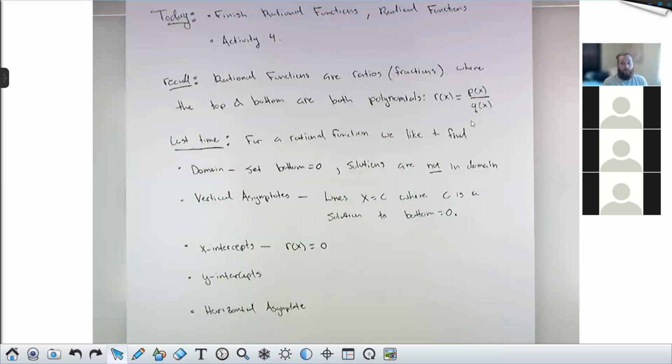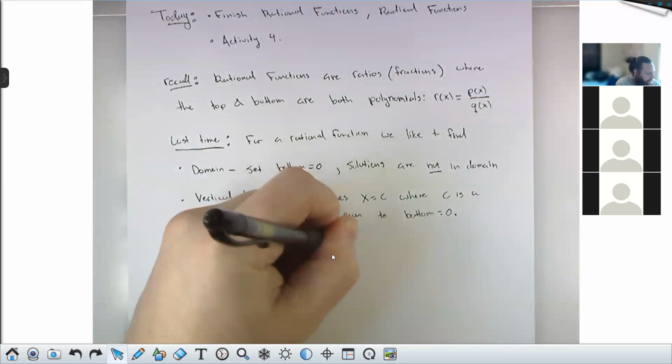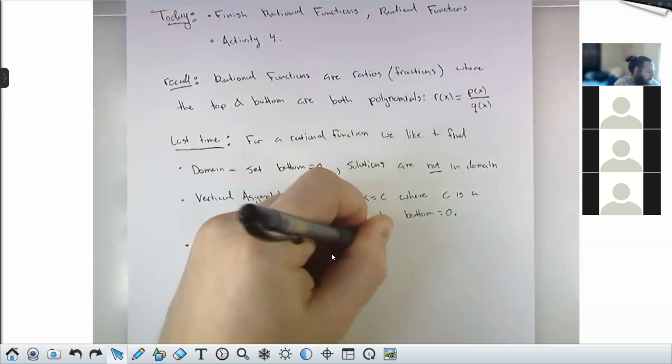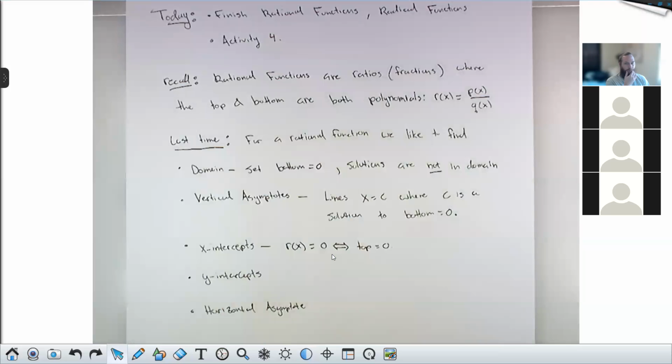Wouldn't that still be 0 though? Yeah, exactly. So if you're trying to find the x-intercepts, that means you're trying to solve the equation r of x equals 0. And this can be done by just setting the top equal to 0. That's all, right? So finding the x-intercepts for any function means setting the whole function equal to 0.